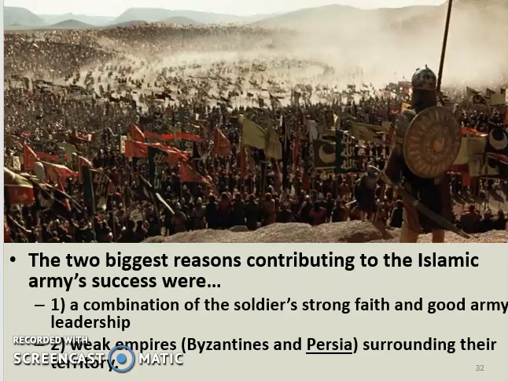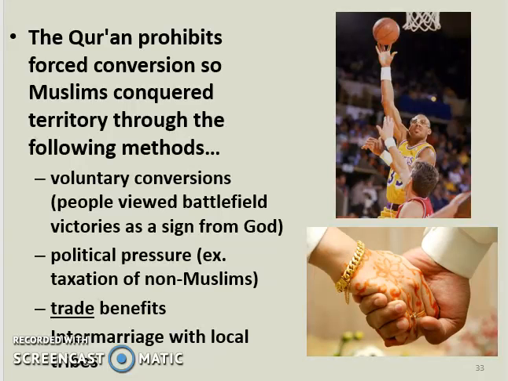So Islam is a religion. There was an empire that was founded surrounding the religion. So as they expanded, the religion would spread with them. The Quran, which is the holy text of Islam, prohibits forced conversion. So Muslims conquered territory through the following methods. Voluntary conversions: people viewed battlefield victories as a sign from God, and so if the Islamic armies won, it would be a sign that they should convert to Islam. Political pressure, for example, taxation for non-Muslims, trade benefits, and intermarriage with local tribes.